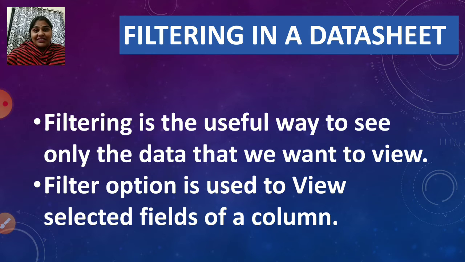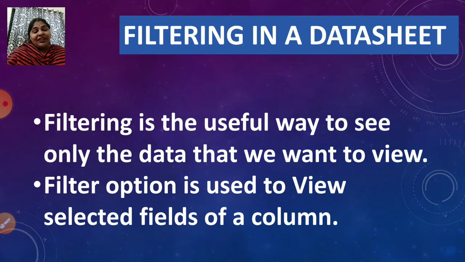And sorting is arranging, like alphabetically A to Z, or higher order to lower order, or lower order to higher order. So this is called sorting. Filtering is a useful way to see only the data that we want to view in the database. The filter option is used to view selected fields of a column.